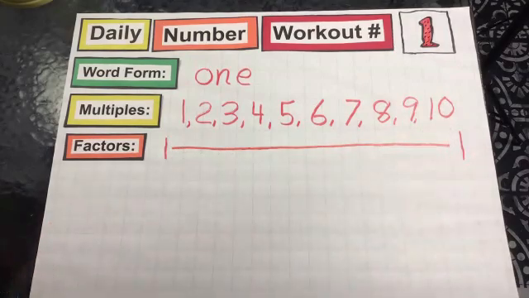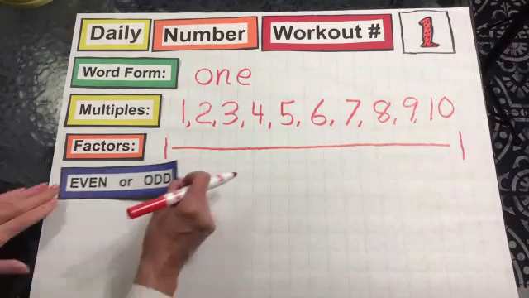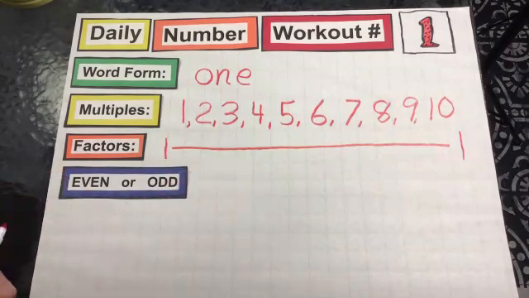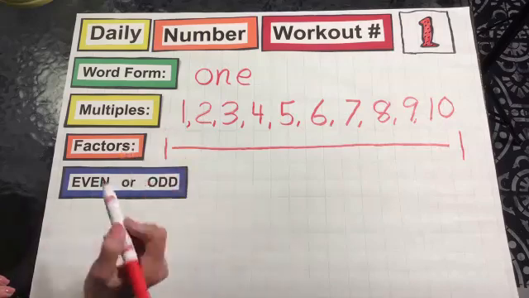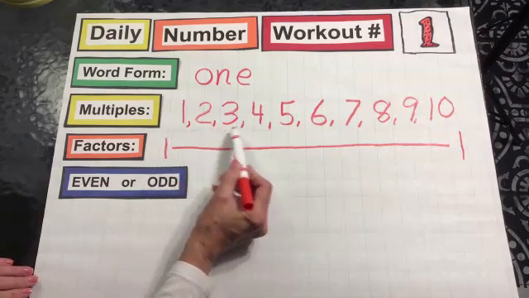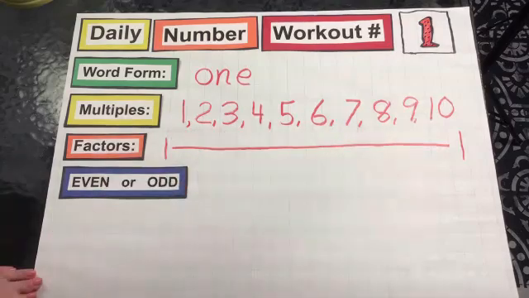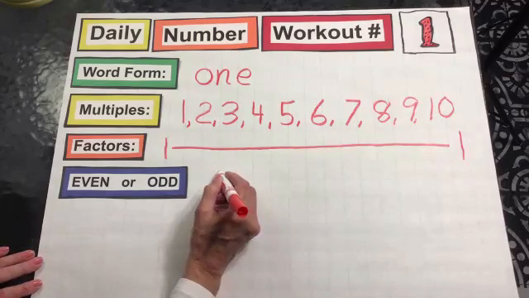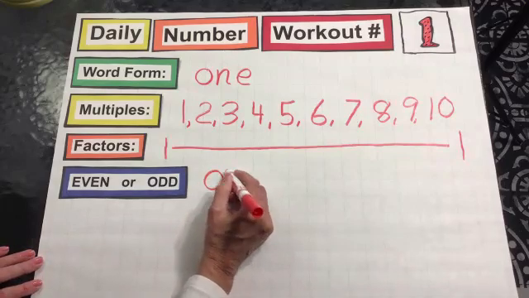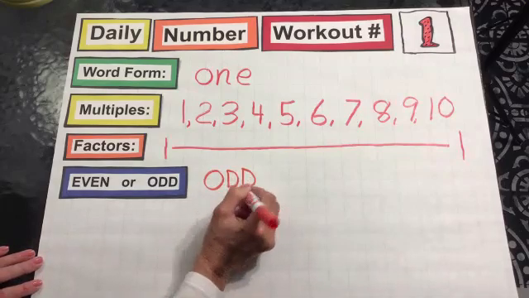That's it. All right, so now let's write down even or odd. We want to determine whether the number 1 is even or odd. I'm sure all of you know that any number that ends in the ones place as 1, 3, 5, 7, or 9 are odd numbers. So definitely number 1 is odd. So you're going to write the word odd.